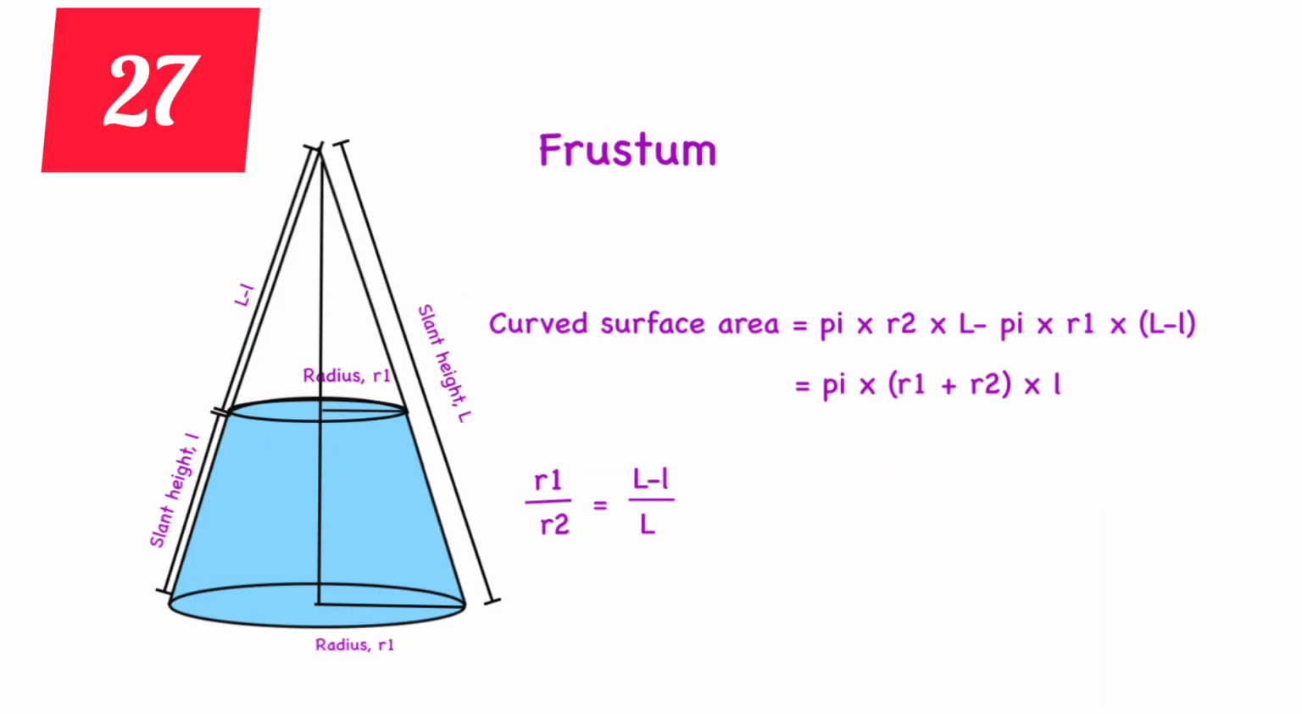A frustum is a part of a cone. Pots and buckets are often in this shape. Its curved surface area is the curved surface area of a cone formed from the larger base minus the curved surface area of the cone formed from the smaller base. Simplifying the expression to include only the given variables, we get pi multiplied by the sum of the radii multiplied by the slant height of the frustum.